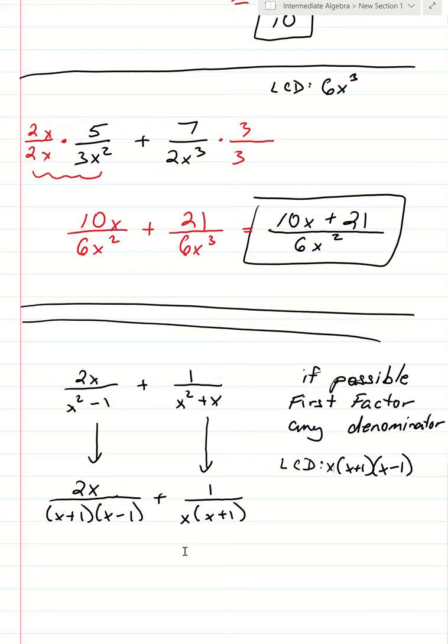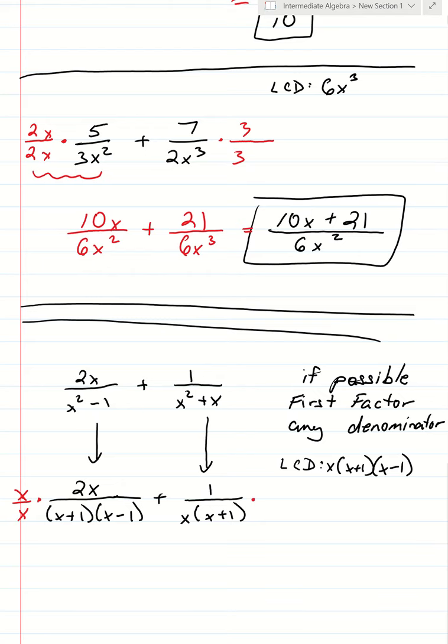Now, to form this lowest common denominator, you want to multiply by what's missing. So I look at my first fraction. It has the x plus 1. It has the x minus 1. The only thing that's missing is the x. So I'm going to multiply the top and bottom by x.